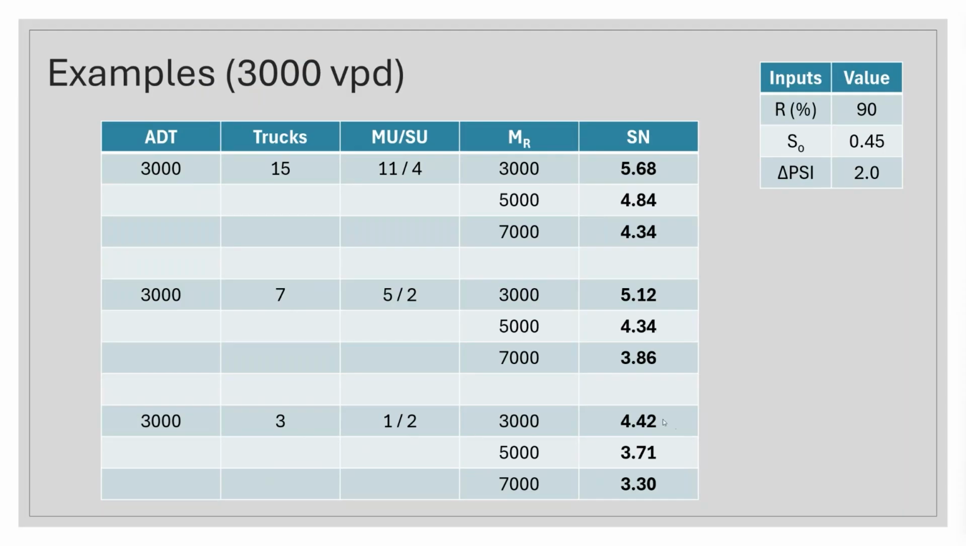So overall, the numbers in this bottom section are smaller than the numbers in the top section. That's telling me that for lower amounts of traffic, my pavement has to handle less loading. So I don't have to have quite as much structure because I have less traffic loading that's going to be applied.